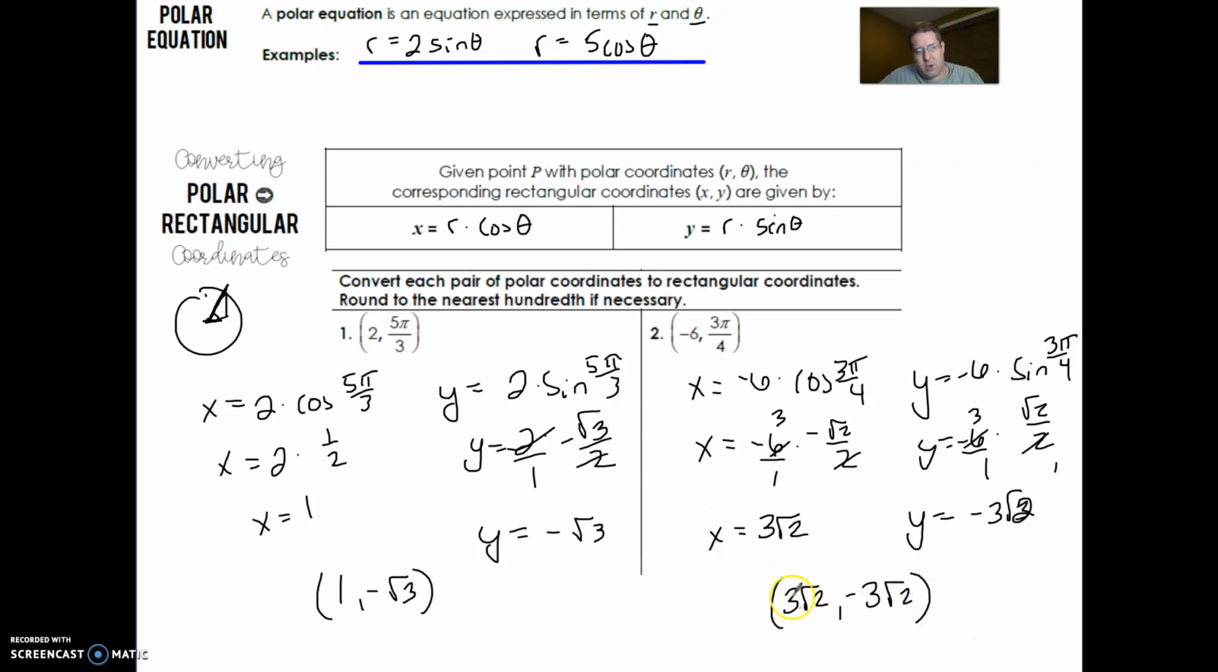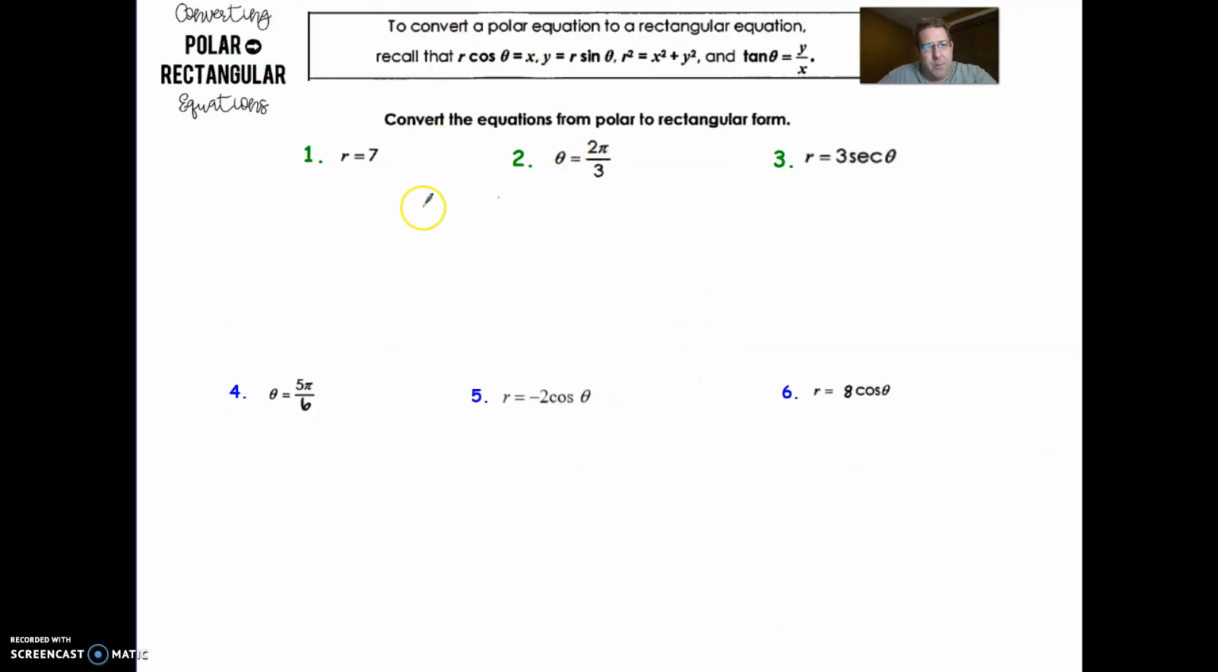And once again, you could simplify this by using a calculator, and it's going to give you, not an exact, sorry, it's going to give you a rough estimate of about where that's at. All right, so now we're going to apply that to converting these equations to rectangular form. So now we were doing polar points or coordinates to rectangular points, and now we're going to talk about equations.